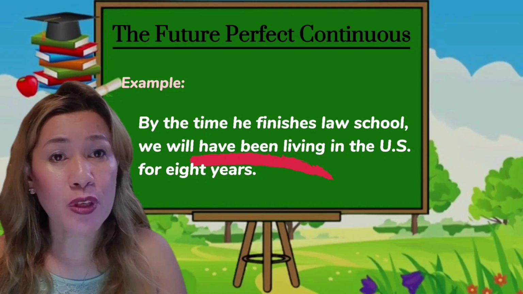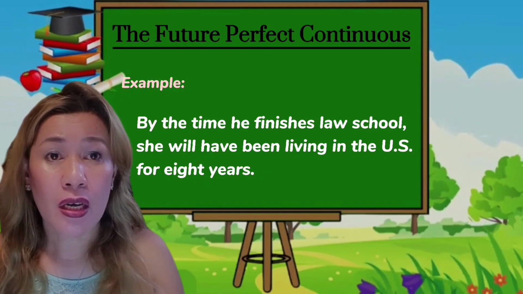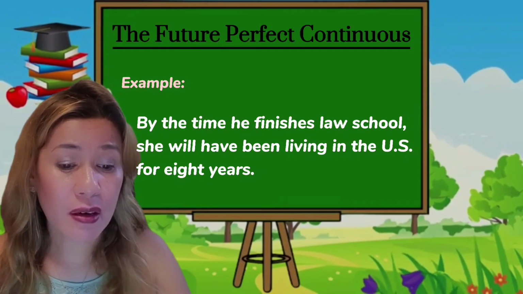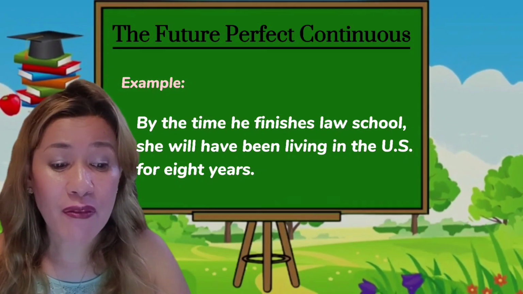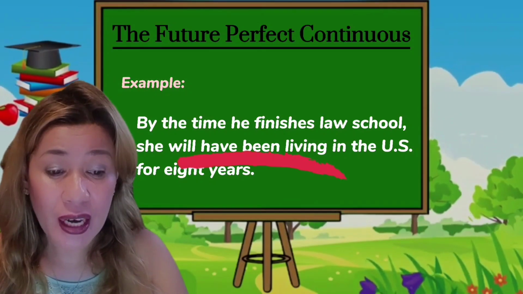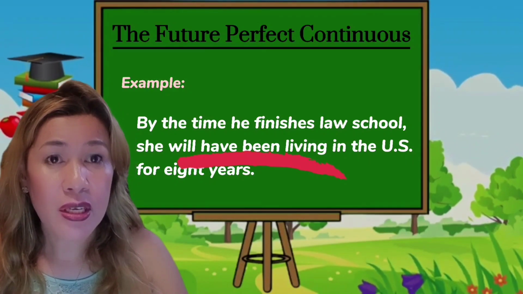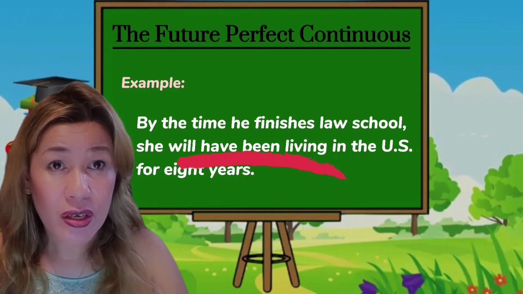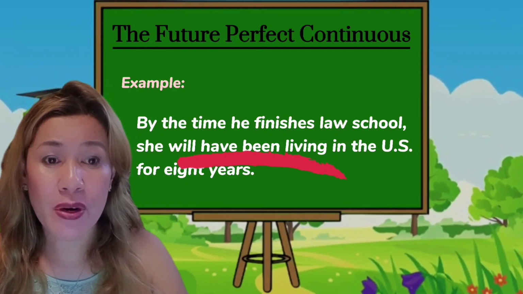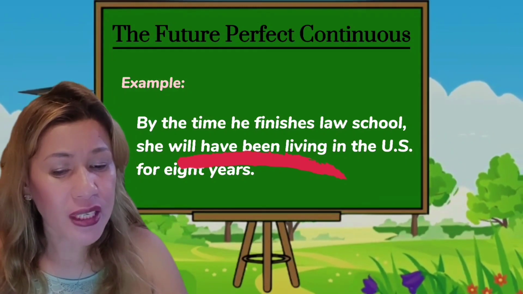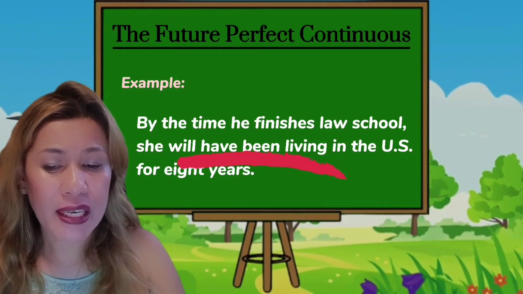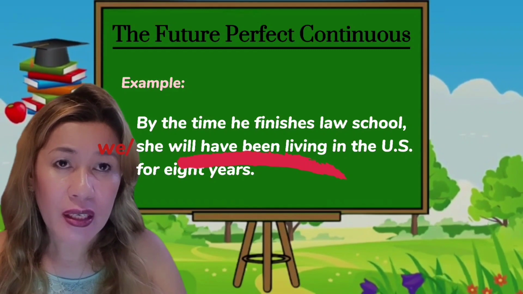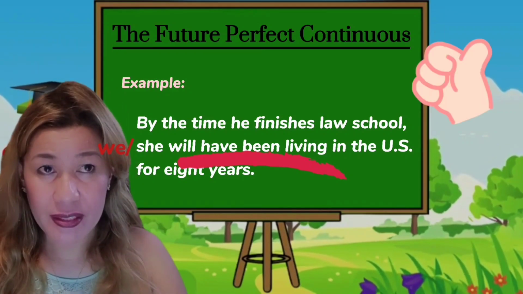What if I change we to she? If you do that, that means your subject becomes singular. So you would still have will have been living as your verb because our pattern will not change regardless of the number of our subjects. So you can say she will have been living or we will have been living, and both are correct.